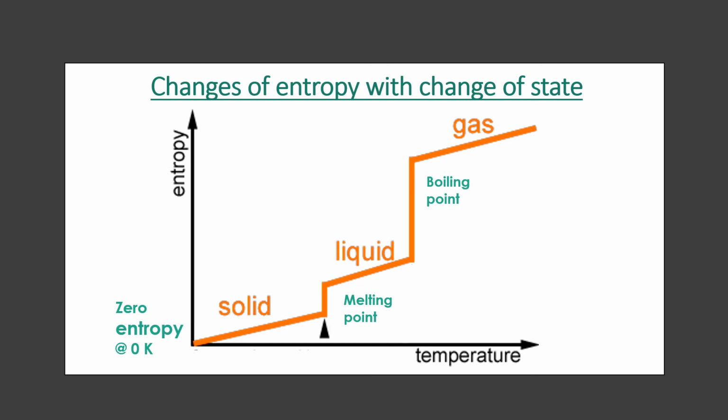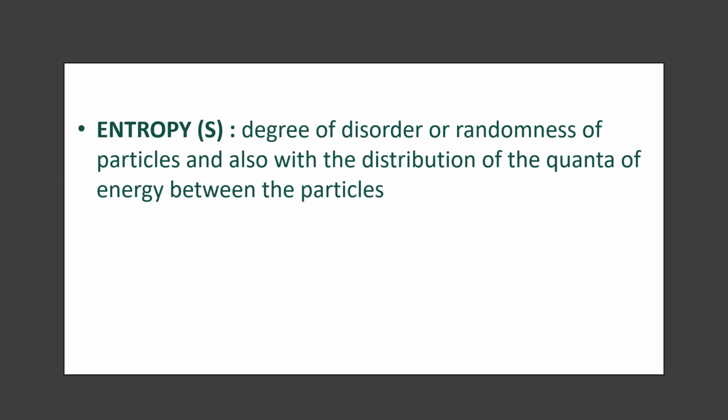I hope you were all able to follow these examples that we have taken to give you an idea about entropy. So to summarize, remember that entropy is a property of matter that is associated with the degree of disorder or degree of randomness of particles and also with the distribution of quanta of energy between the particles. This energy will be spread between species in a reaction, that is within the system, or between the species and its surroundings. And the greater the disorder, the greater the entropy. The symbol for entropy is S and delta S for change in entropy.